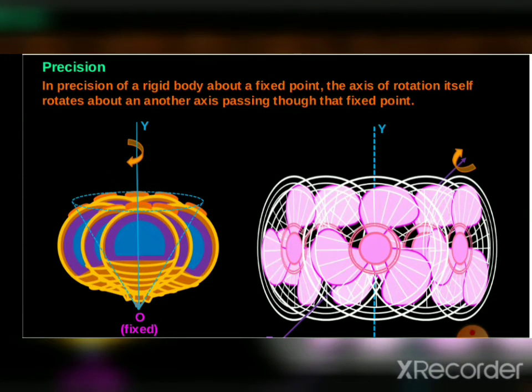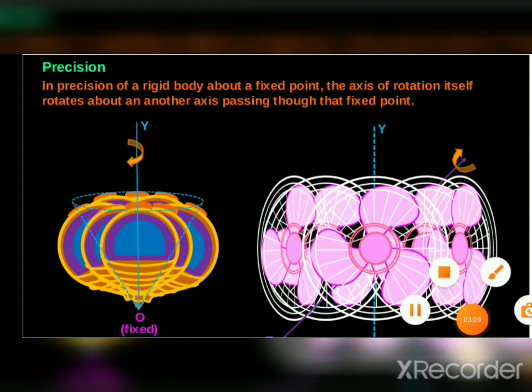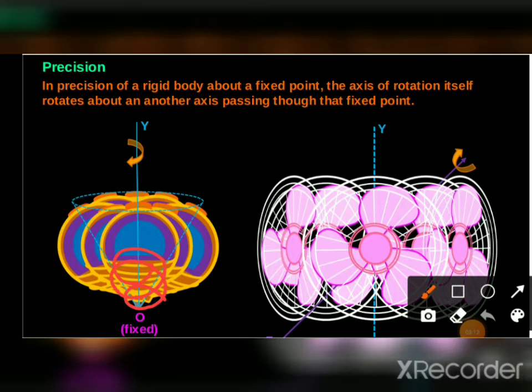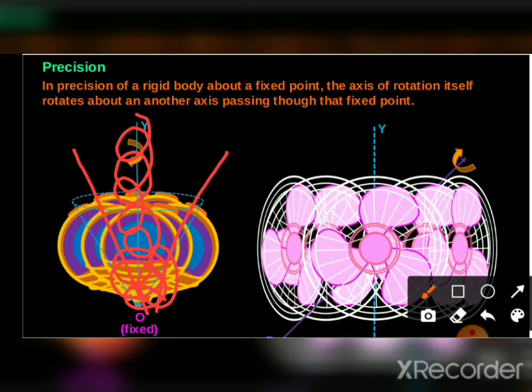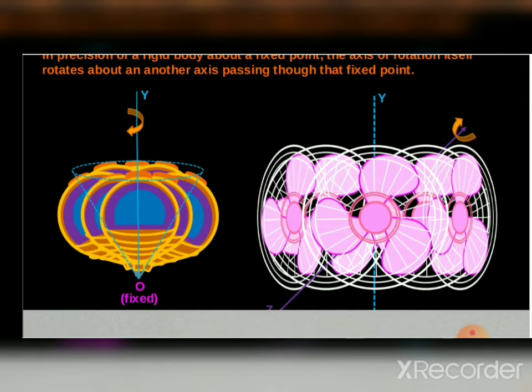Now see what precession motion is. For precession motion, you can take the example of a top. As you can see on the screen, in the precession of a rigid body, the fixed axis of rotation itself rotates about another axis passing through the fixed point. Suppose this is rotating in one direction, and if its axis changes, this also will go in that direction. The other example, as you can see on the screen, is a fan which is rotating 360 degrees.